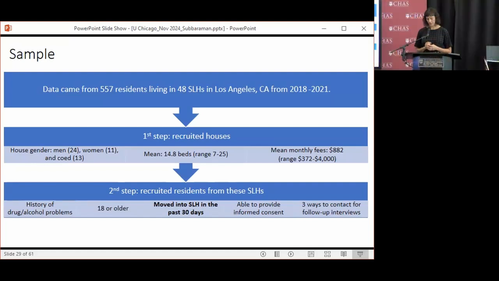Our eligibility criteria were a little bit different. We only required a history of drug or alcohol problems rather than AUD. But we again required that folks had moved into the house in the past 30 days, so that these would be new residents.